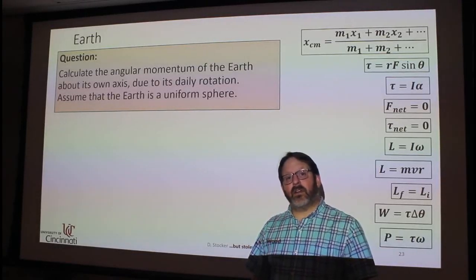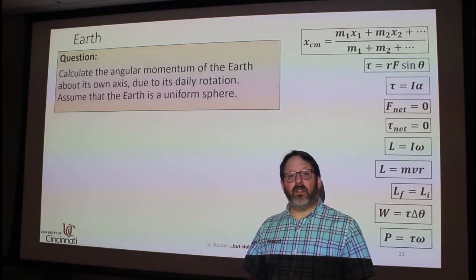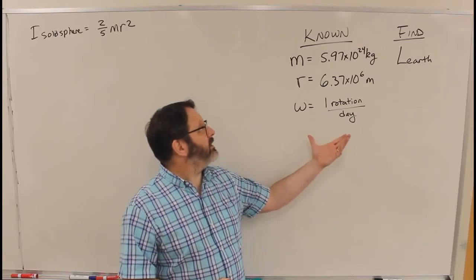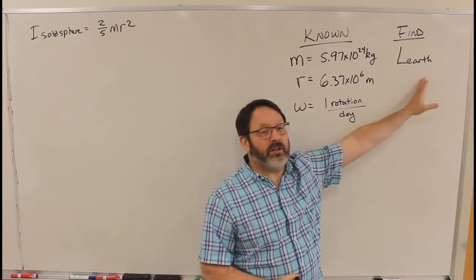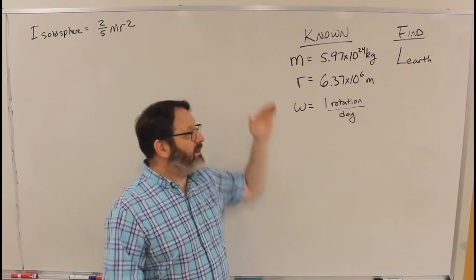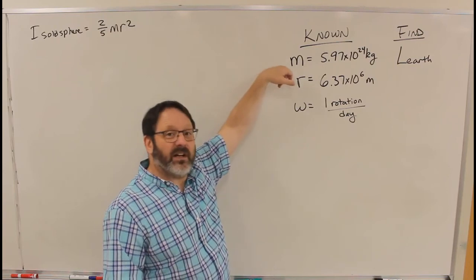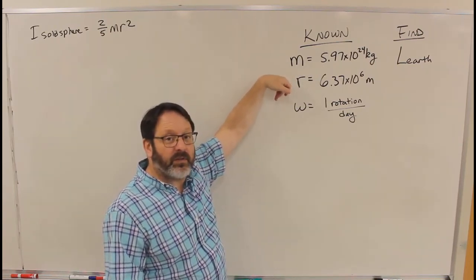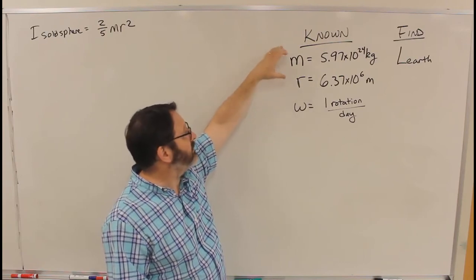In this video, I'll calculate the angular momentum of the Earth rotating about its axis. So I have here our list of knowns, and the thing we're looking for is the angular momentum of the Earth. We weren't given all of this information. I had to look up the mass of the Earth and the radius of the Earth. Those are both in the inside covers of the Walker textbook.